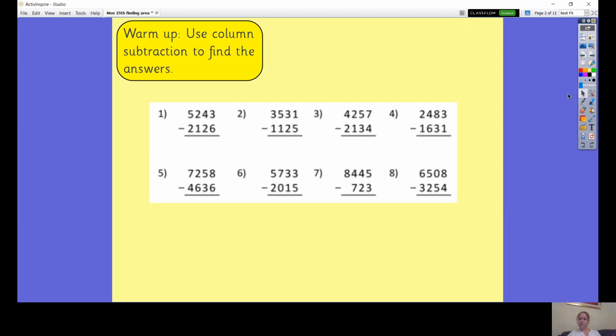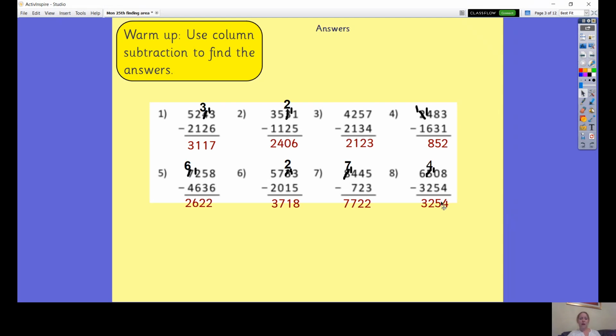Okay, so let's move on and I will show you the answers. I'm not going to go through all of these individually because it will take a really long time. So I'll just talk you through the first one to remind you, and then you can check your answers. I tried to show you the exchanging as well so that you can see where you went wrong if you've not got the correct answer.